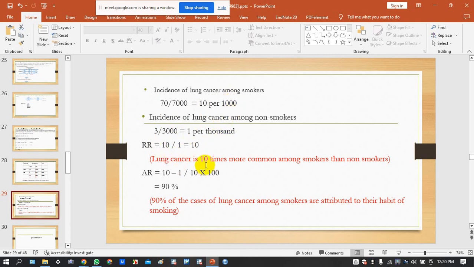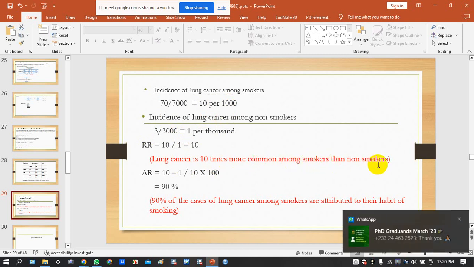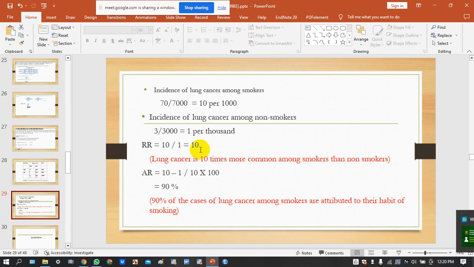The explanation for the relative risk is that lung cancer is more common among smokers than non-smokers. Lung cancer is tenfold more common, or tenfold increased, in smokers than non-smokers. So that is the relative risk.